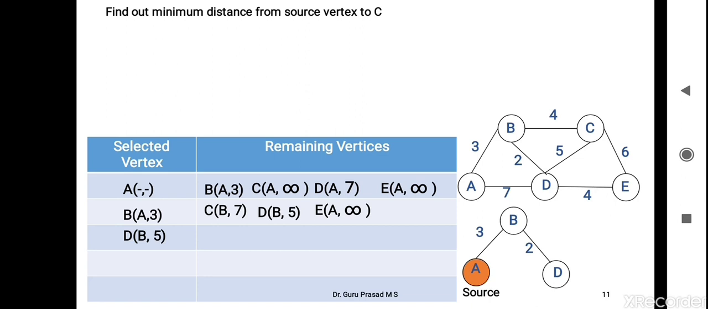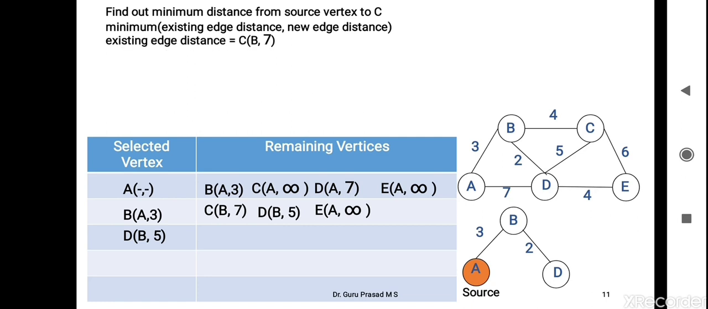Find out the minimum distance from the source vertex to C. The equation is minimum of existing edge distance, comma, new edge distance. Existing edge distance is C of B comma 7. Observe the second row. The second row value is C of B comma 7. Now the new edge distance.